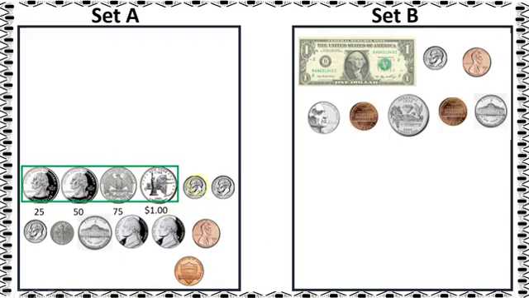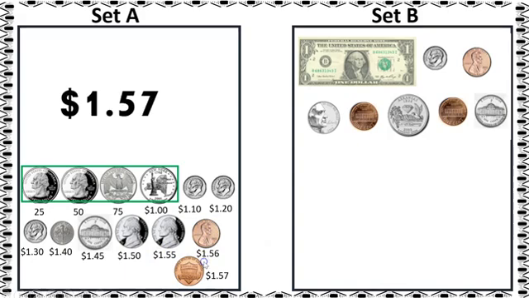I can continue to count on 10 cents more. The dime, 110, 120, 130, $1.40. Now I switch to my nickels worth 5 cents, so now I need to skip count by 5. $1.45, $1.50, $1.55, and then now 2 pennies, $1.56, $1.57 for set A.